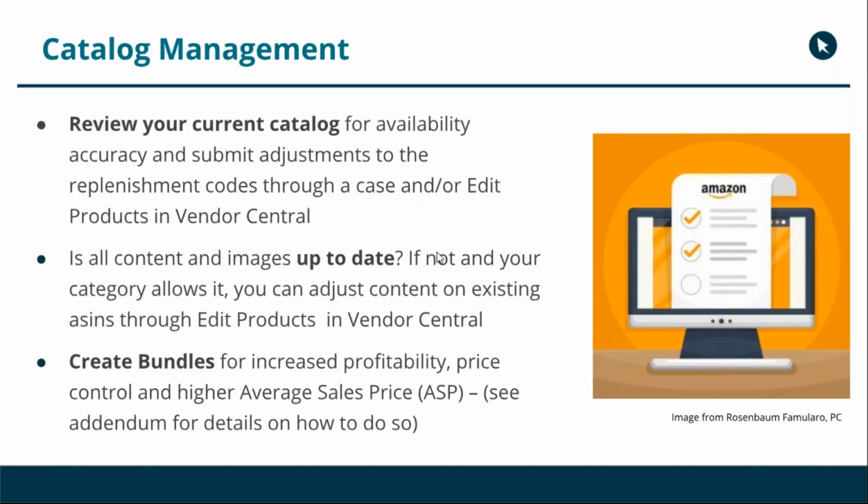So let's talk about catalog management. There are 3 key points that we feel you need to focus in on to make sure that your catalog and all of your data is correct. We would strongly suggest that you review your current catalog to make sure that the availability is correct, that Amazon knows they can write you a purchase order, and make the necessary adjustments in the edit products section in Vendor Central. Or if that's not available to you, some categories do not allow that, get a case open to make sure that you can get your availabilities changed.